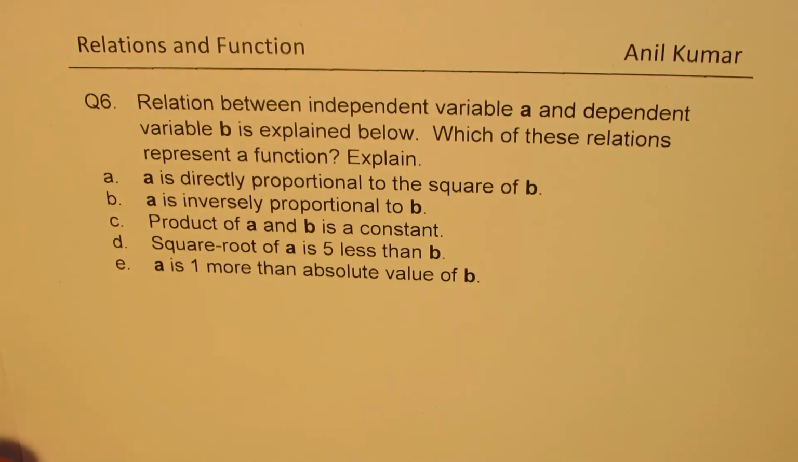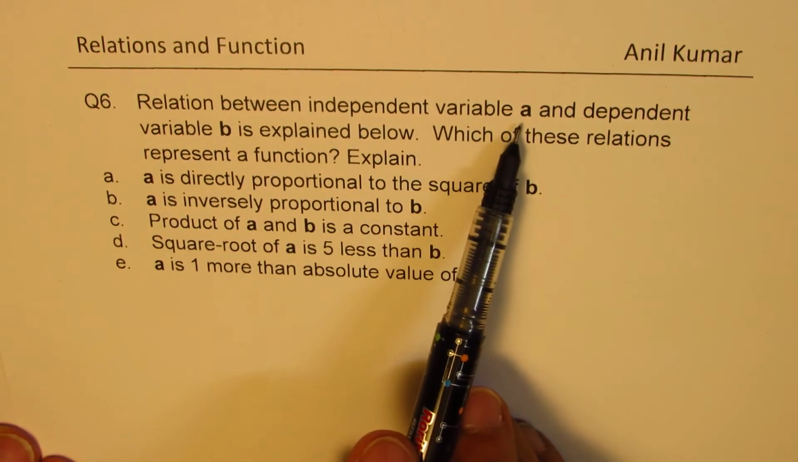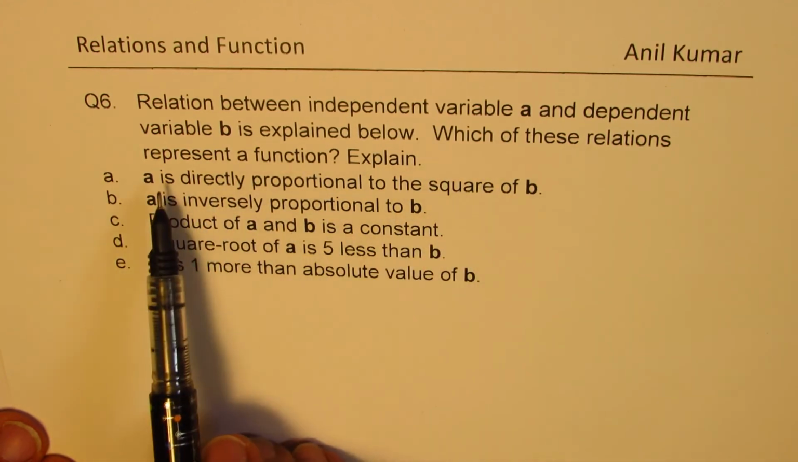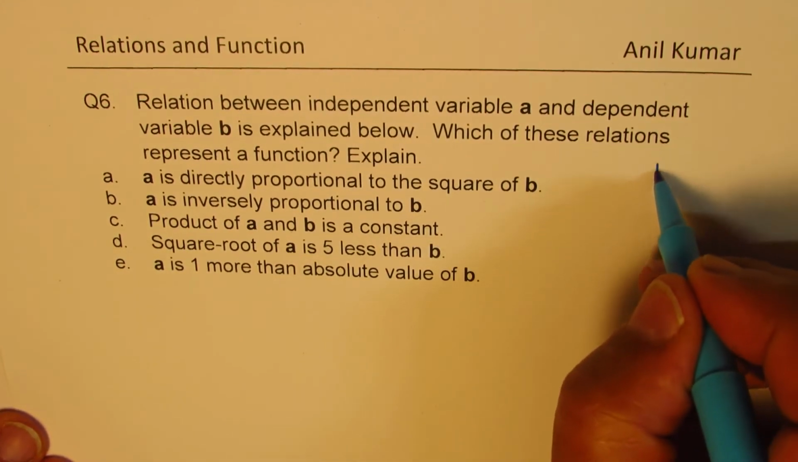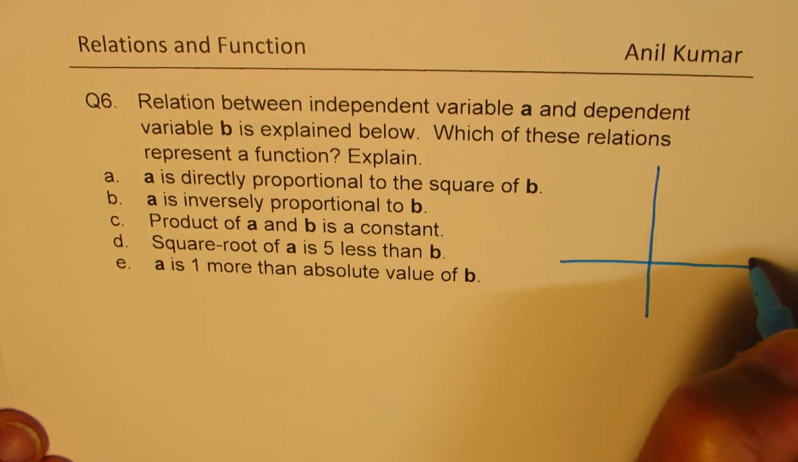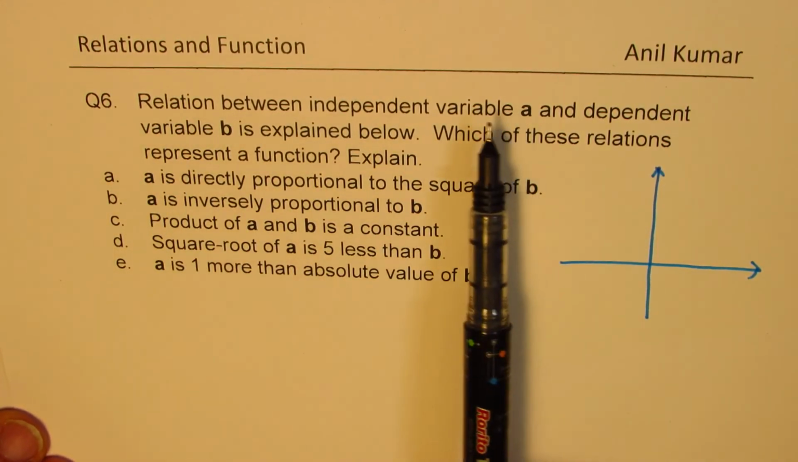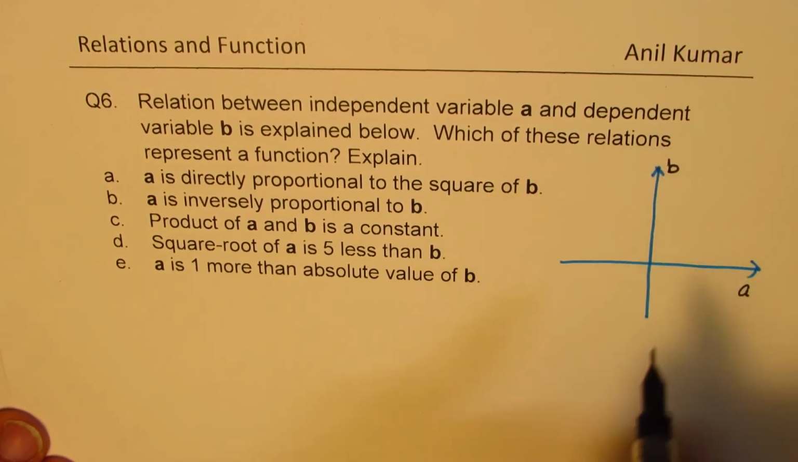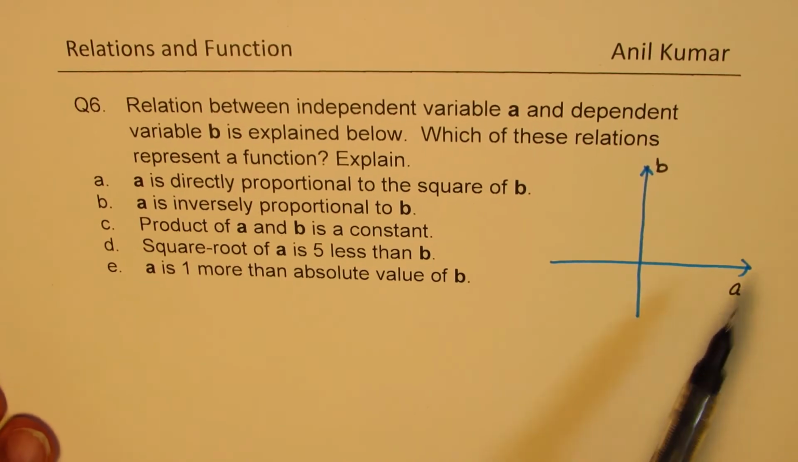This is very similar to question number 4. We are saying the relation between independent variable A and dependent variable B is explained below. Which of these relations represent a function? Remember, we're talking about A and B as our variables, where A is the independent variable and B is dependent on A. So we have to see a relation: what is B in terms of A?